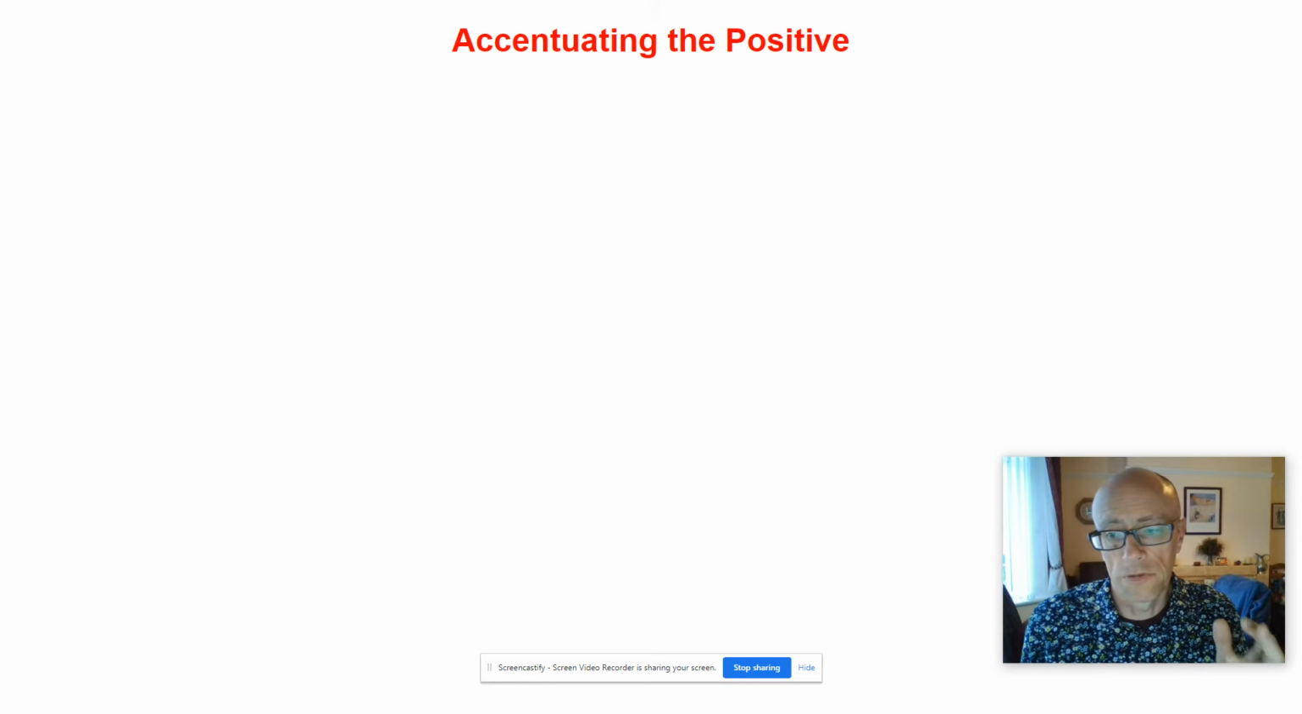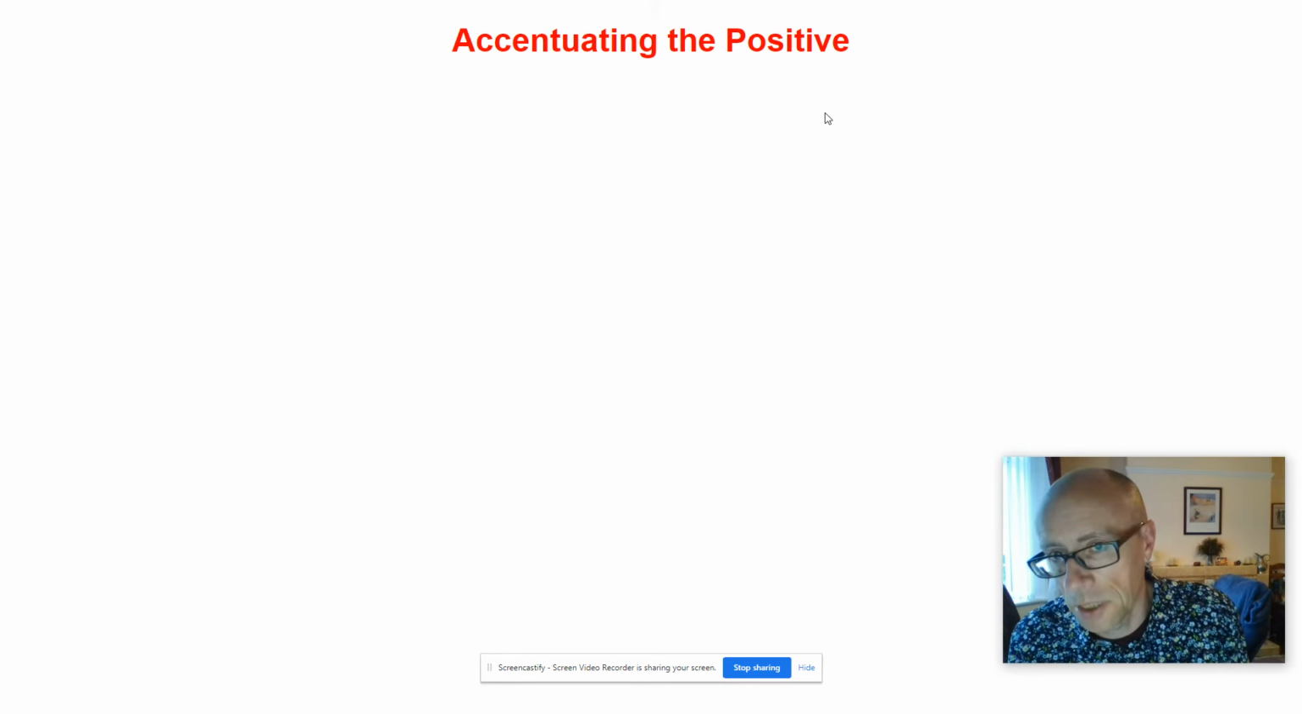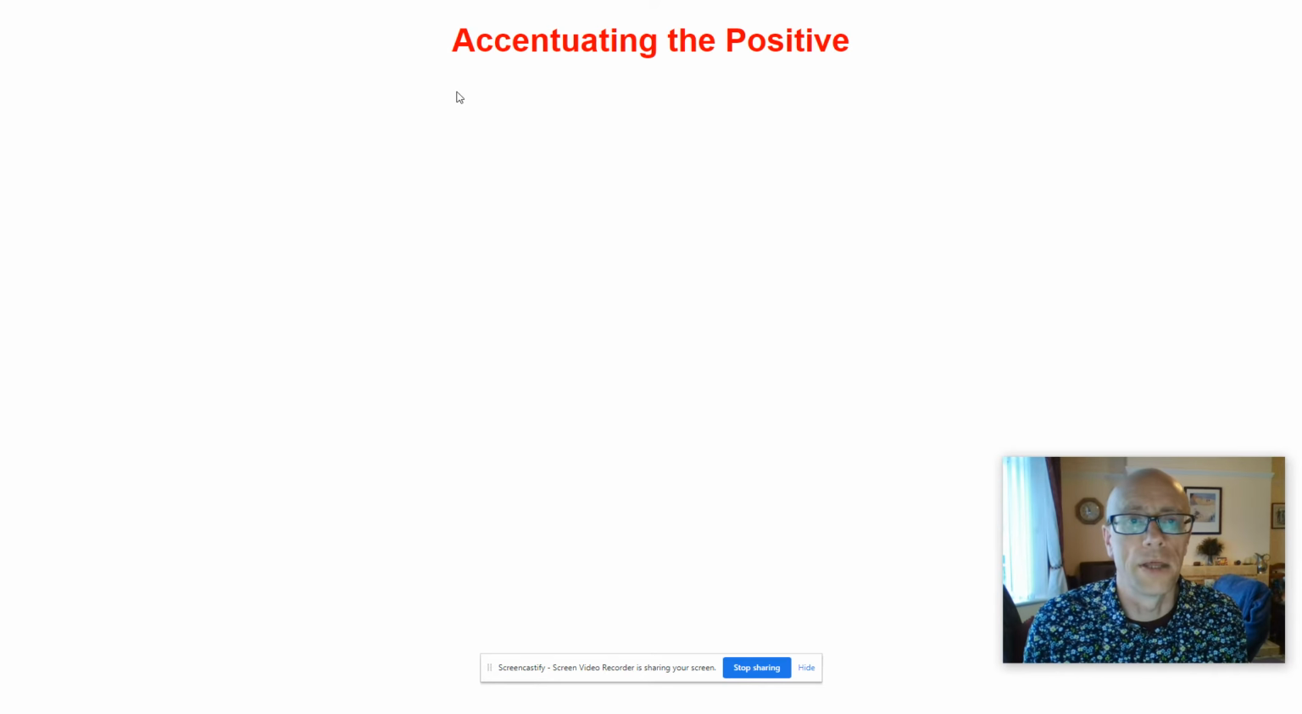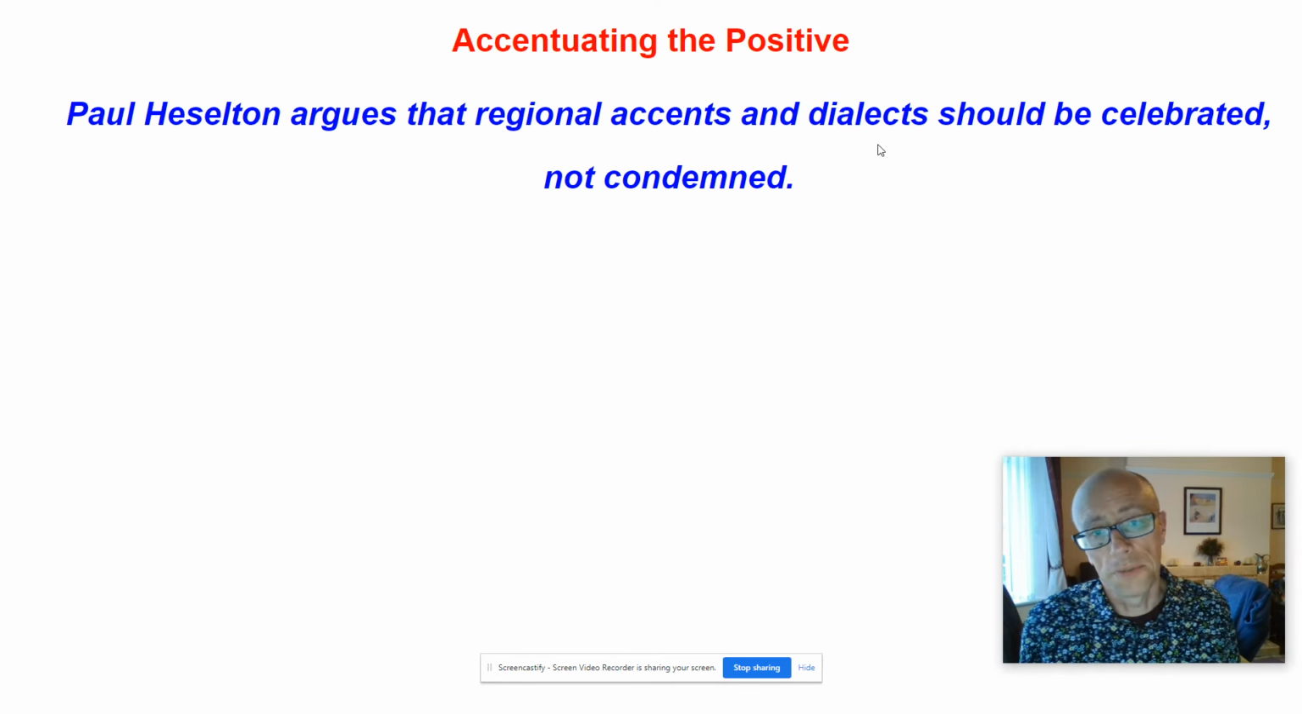Here's an example of a beginning. So here's a headline, "Accentuating the positive". So some wordplay going on there. It's signalling to the reader that this is going to be an article which is about people's regional accents. And it's also summarising the stance as well, because unusually maybe in a piece of journalism, it's saying actually regional accents are a good thing. Paul Heselton argues that regional accents and dialects should be celebrated, not condemned.